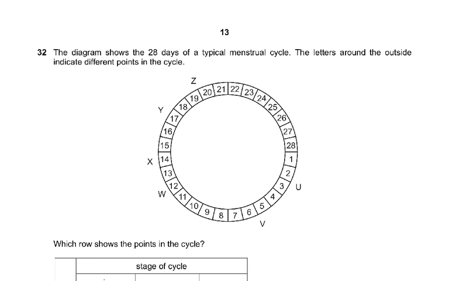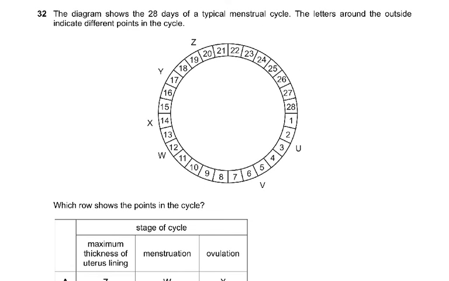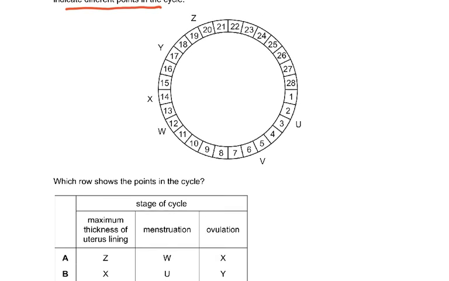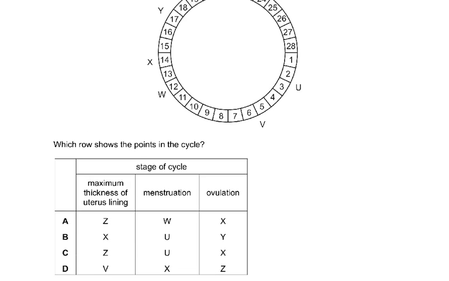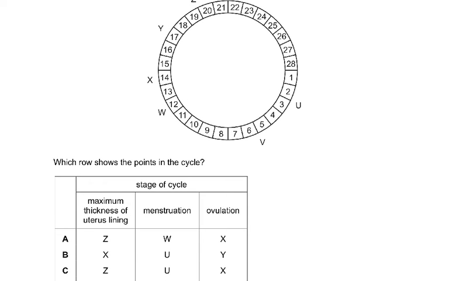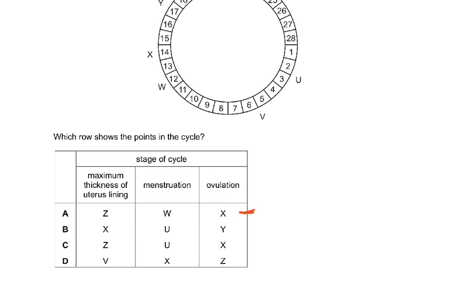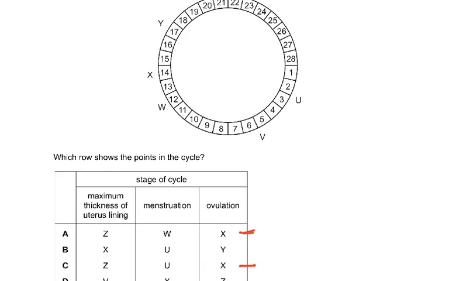Then coming to question number 32, the diagram shows the 28 days of a typical menstrual cycle. The letters around the outside indicate different points in the cycle. Which row shows the points in the cycle? We are supposed to know the maximum thickness of the uterus lining. You're supposed to know when menstruation takes place, and you're supposed to know when ovulation takes place. So everybody knows ovulation takes place on day 14, which is X. So that's why the answer can only be either A or C. But then let's see which one of these is correct.